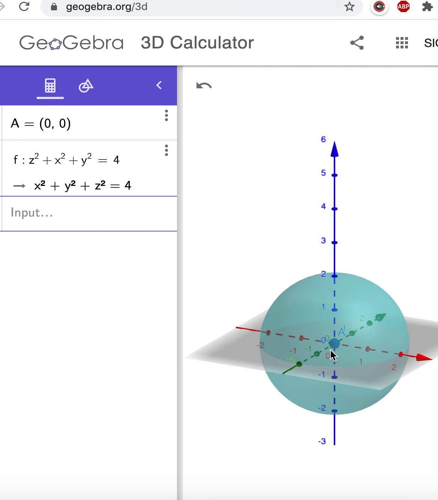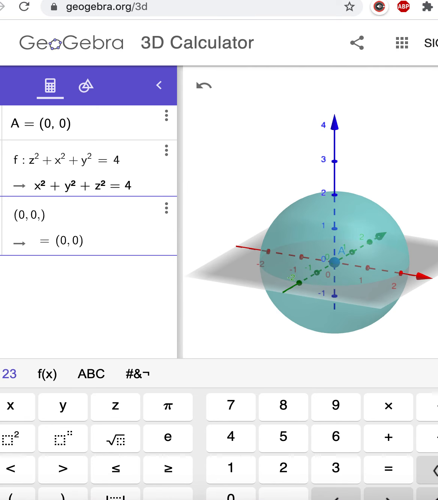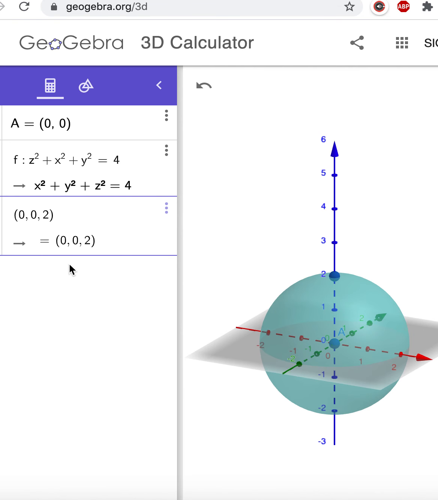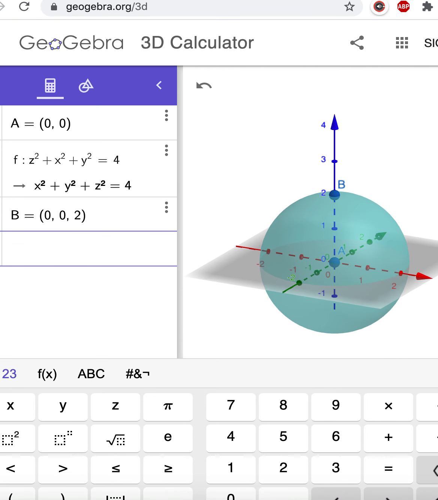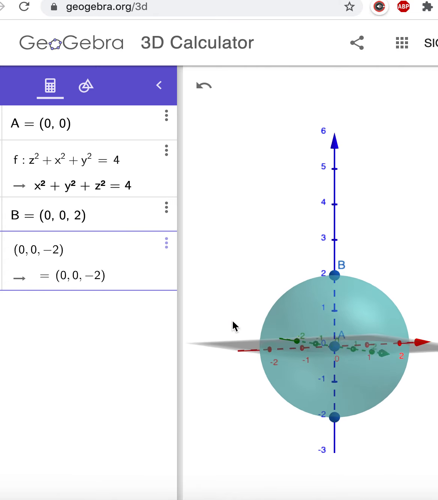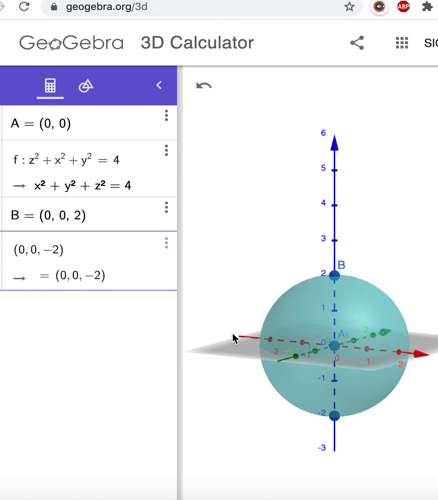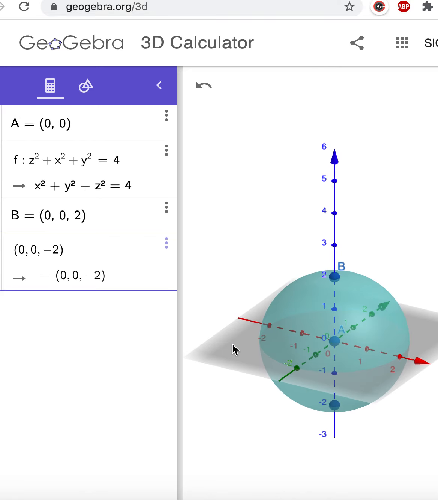Well, you'd intersect up here at the point 0, 0, 2. That's one intersection right there. And you would also intersect at 0, 0, -2. And that's a problem because there are two outputs for the input of 0, 0. That makes a sphere not a function.